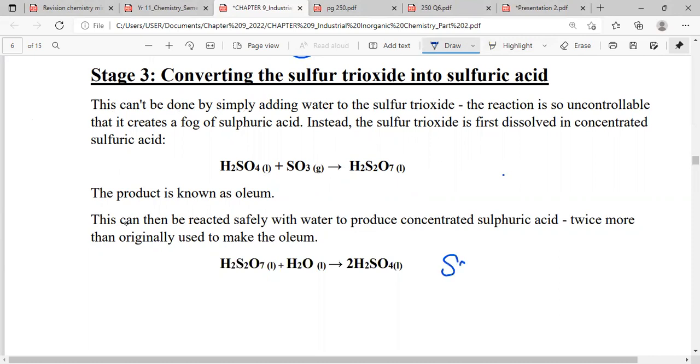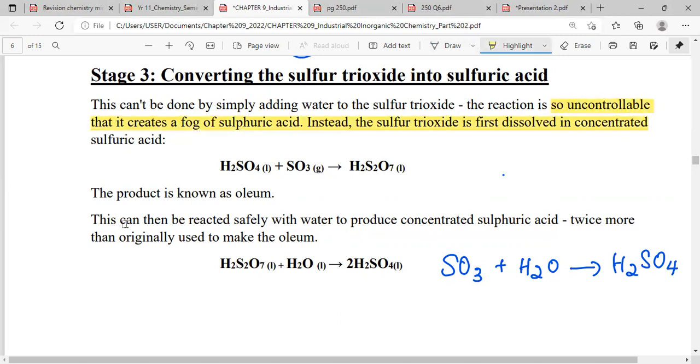So, sulfur trioxide plus water, you get sulfuric acid. When you add up, you can see 2 hydrogen, 1 sulfur, and 4 oxygen. Now, but in the industry this reaction is not done, because the reaction is so uncontrollable that it creates a fog of sulfuric acid.